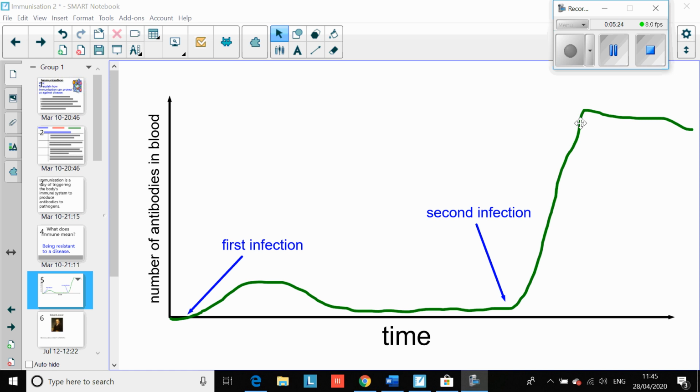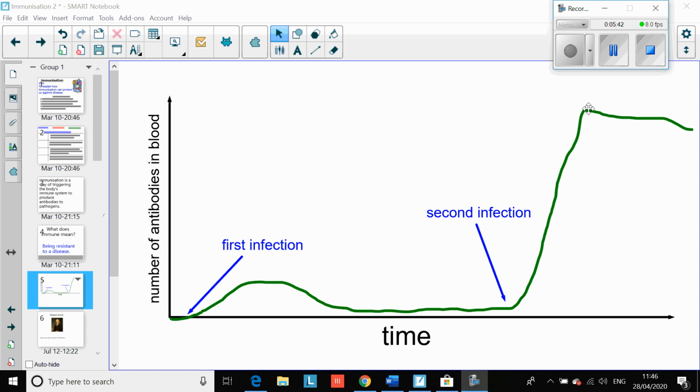So we say we only get chicken pox once. Odds are you've actually been exposed to chicken pox several times in your life. But the reason you haven't got sick from it a second time is because your body was making antibodies so quickly that it killed that infection before it even made you sick.